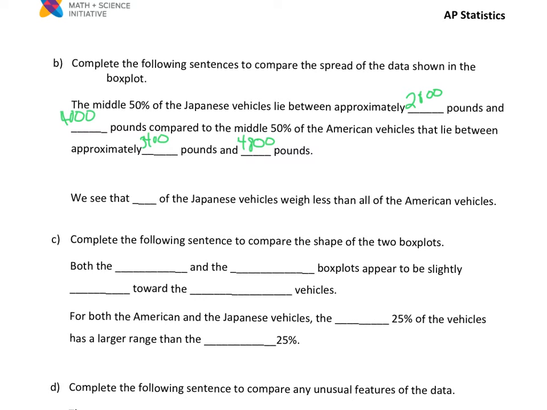And that's it. Well, it says we see that blank of the Japanese vehicles weigh less than all of the American vehicles. So blank of the Japanese vehicles weigh less than all of the American vehicles. If we were to go back, say our 25%.